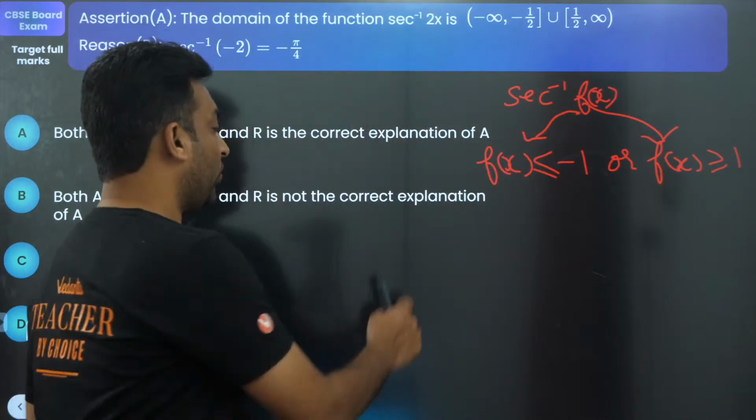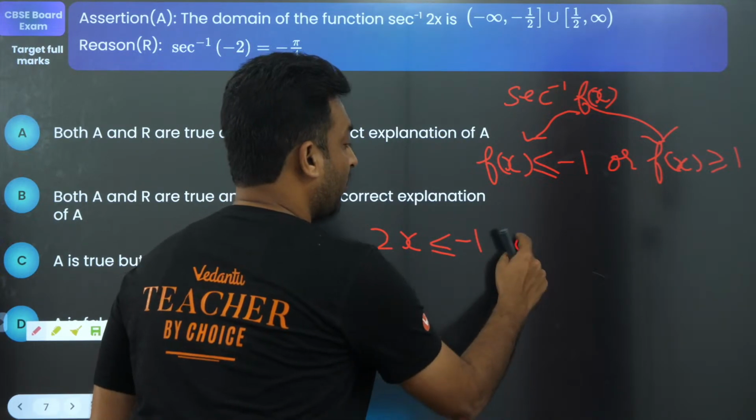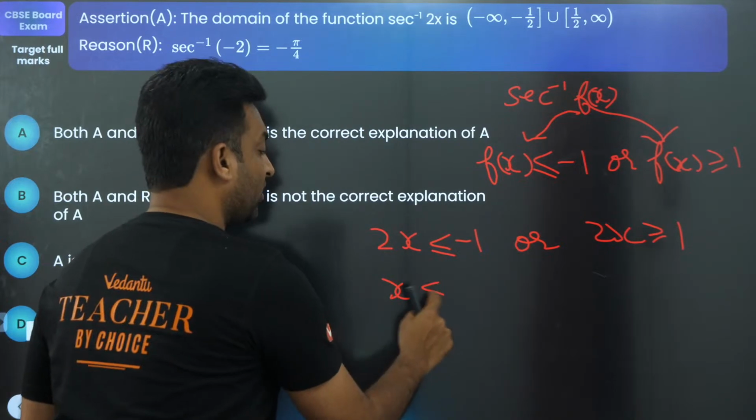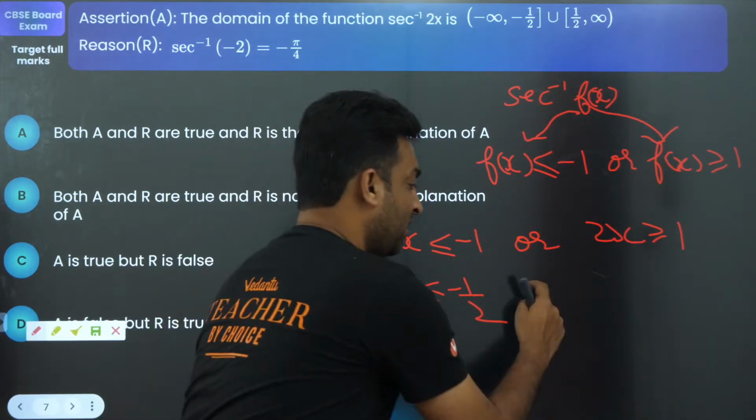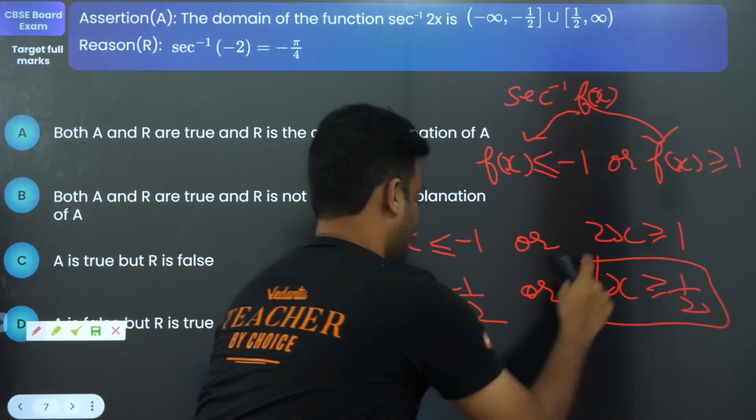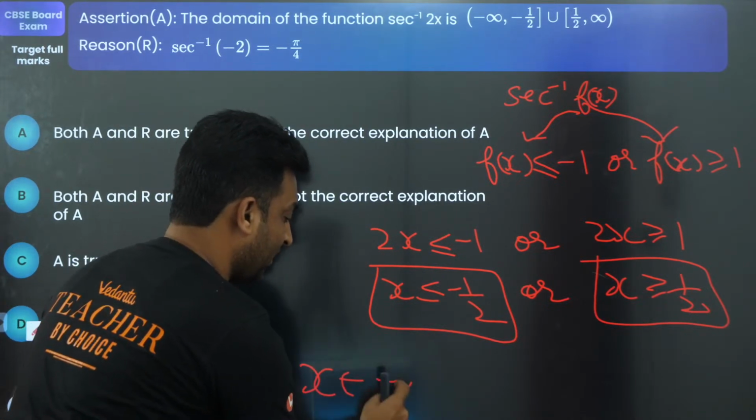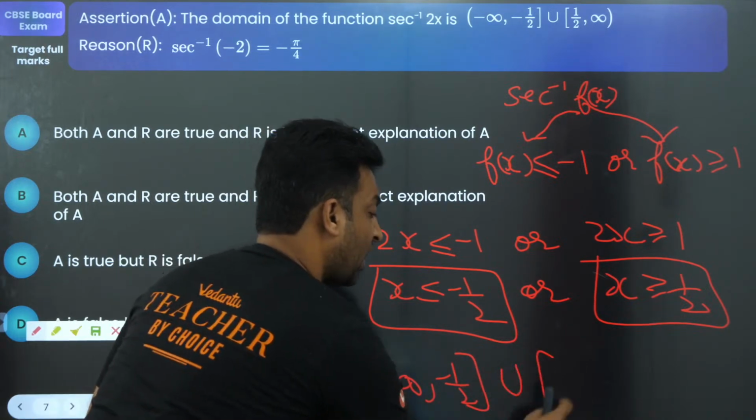For secant inverse 2x, 2x should be less than or equal to minus 1, or 2x should be greater than or equal to 1. So x should be less than or equal to minus half, or x should be greater than or equal to half, which means the domain is minus infinity to minus half, union half to infinity.